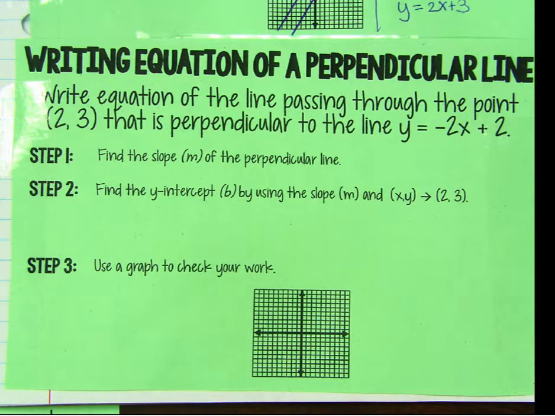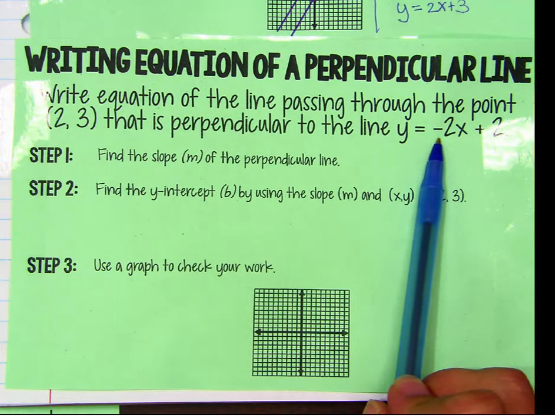All right, the next thing we're going to do is write the equation of a perpendicular line. So this time we're going to write the equation of a line that's passing through the point 2, 3 that is perpendicular to the line y equals -2x plus 2. So again, we have to find the slope of our original line, which is -2.